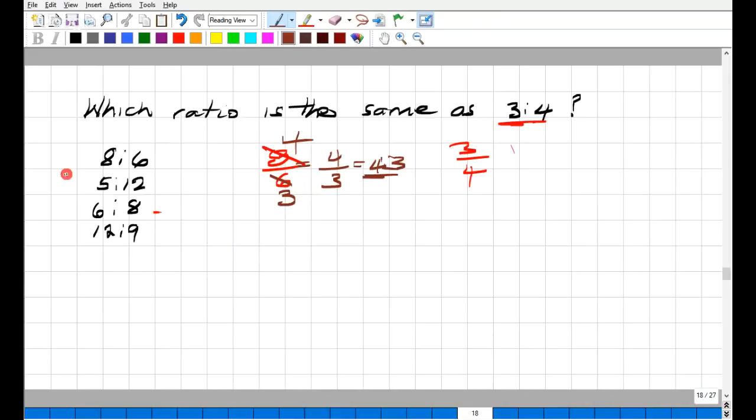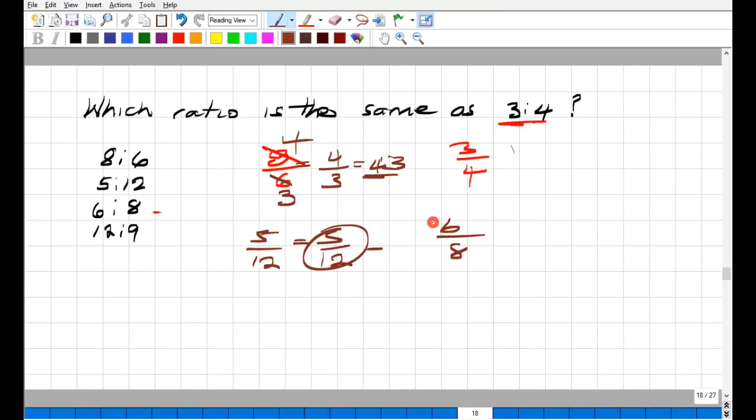Okay. 5 to 12. Is there anything that can go into both 5 and 12? Highest common factor? 1. Yes, sir. So this is already in lowest terms. Can't go any further than that.